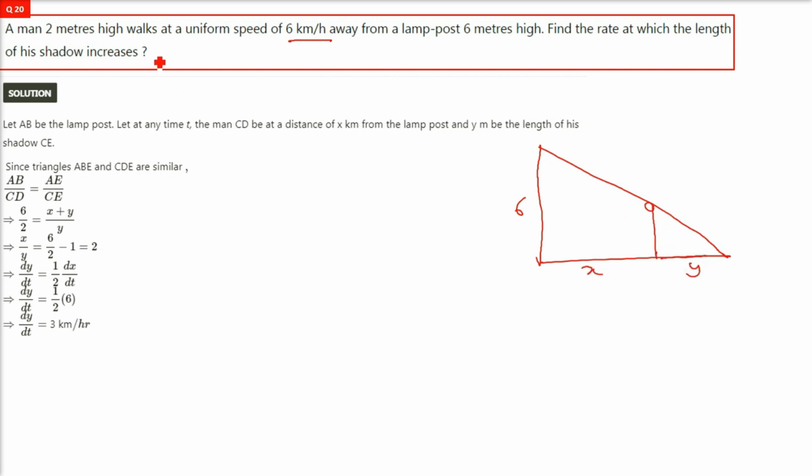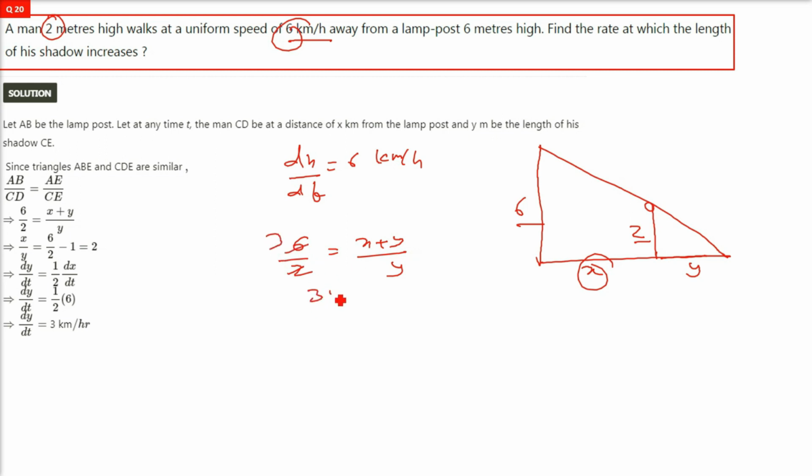y, and we will use this uniform speed 6 km per hour as dx by dt, because x is where he is walking, and we'll use the similar triangle. The dx by dt is already given in the question, as I just told you, it is 6 km an hour. By the similar triangle, the corresponding sides can have an equal ratio. 6 by 2 is equal to x plus y by this y. So 6 by 2 is 3, 3y is equal to x plus y, and x is going to be 2y.